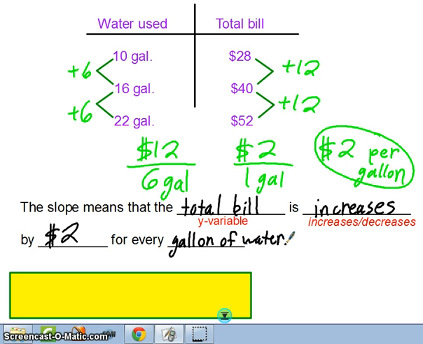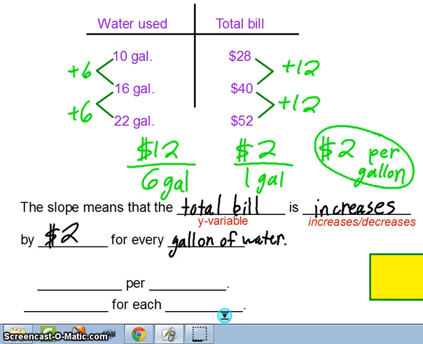All right. So if I were you, I'd write down in your notebook. This is a general form you can use to describe what the slope means right here. Now, since the slope is a rate, there's a lot of ways to write rates in English. You could say $2 for every gallon of water used. You could say $2 per gallon. You could also say $2 for each gallon.